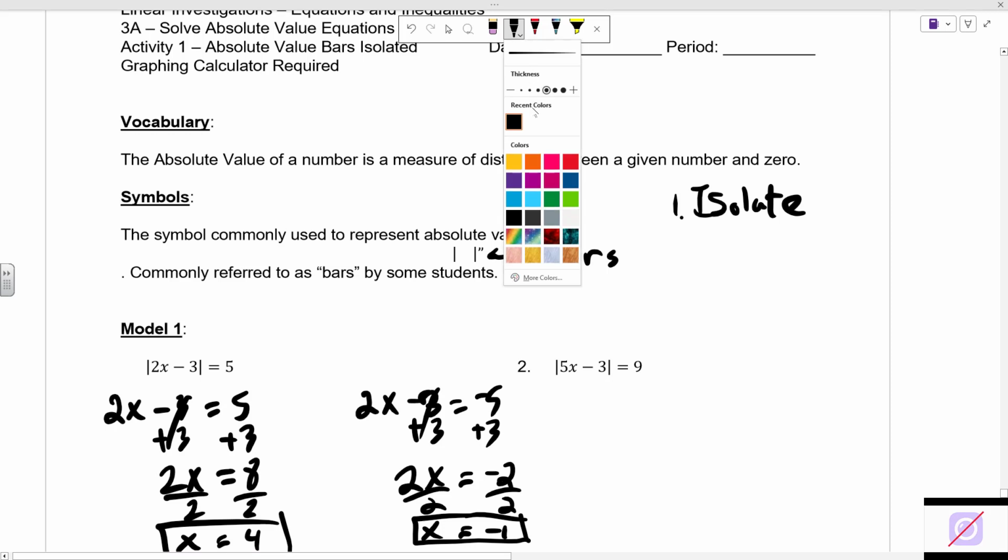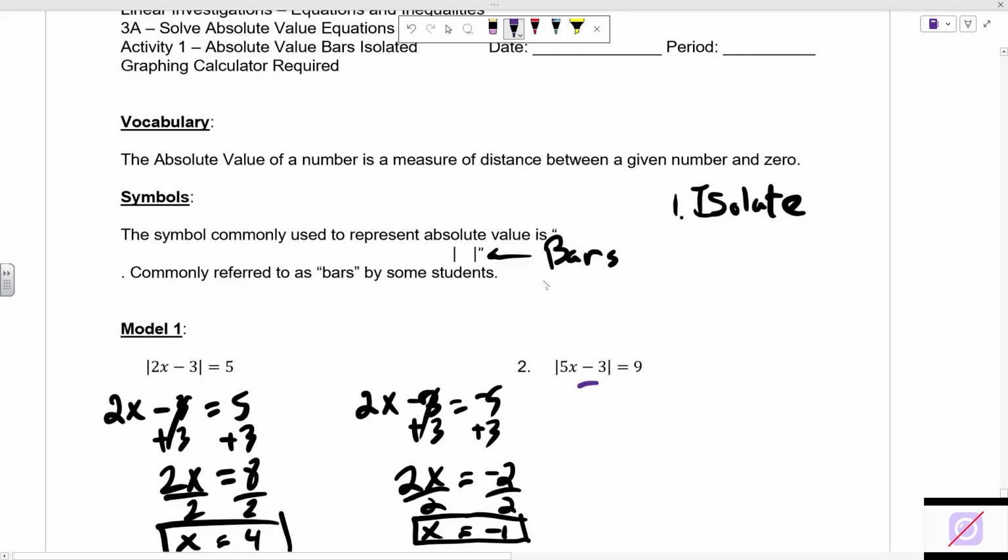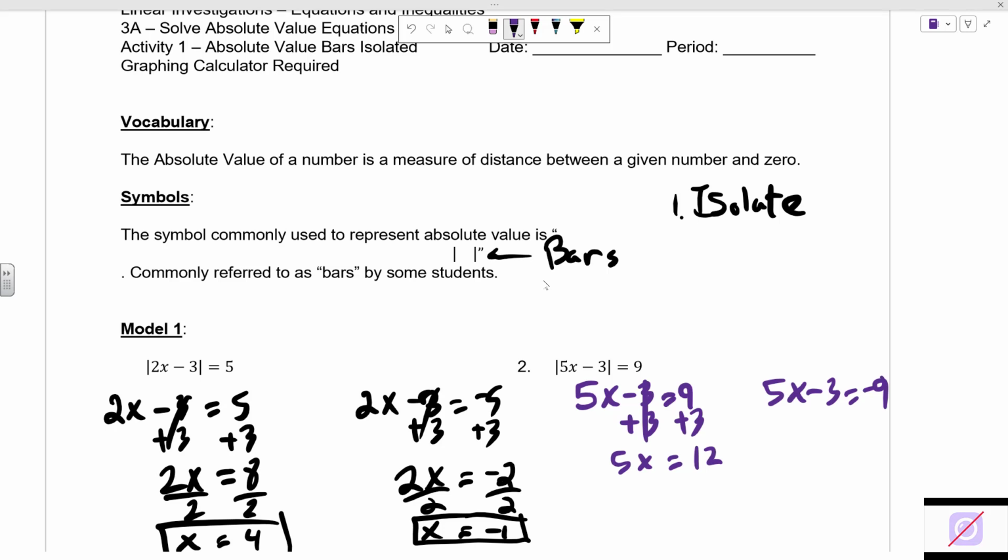All right, problem number 2 is exactly the same. Since the bars are isolated, you can go ahead and create two equations. 5x minus 3 equals 9. And then 5x minus 3 equals negative 9. So then you solve for the variables, you get 5x equals 12, divide by 5, x equals 12 over 5.